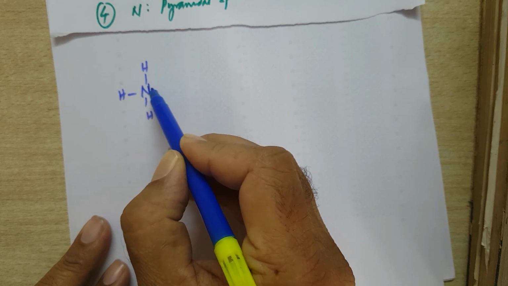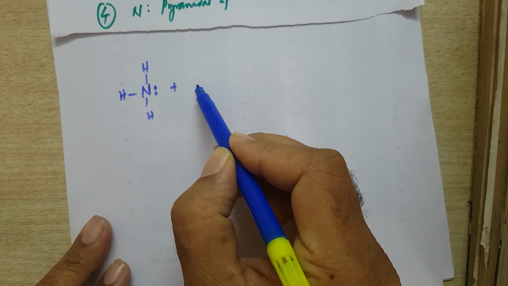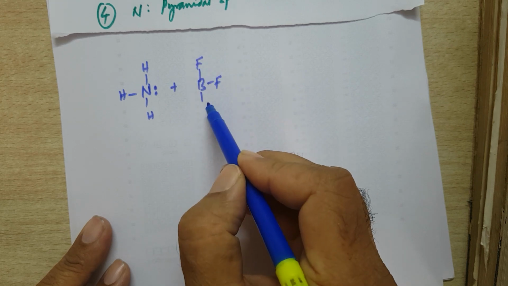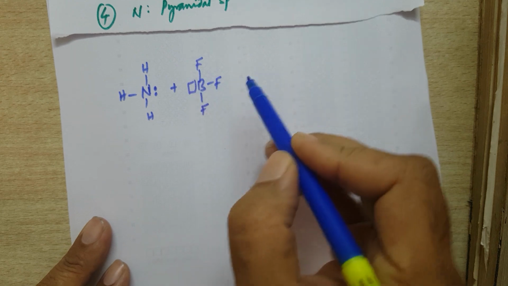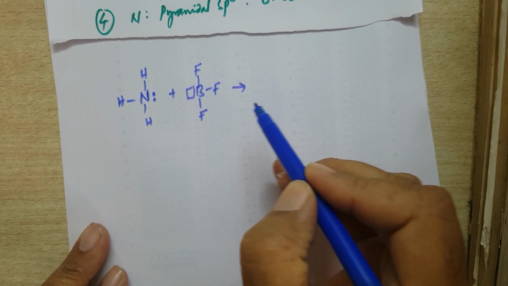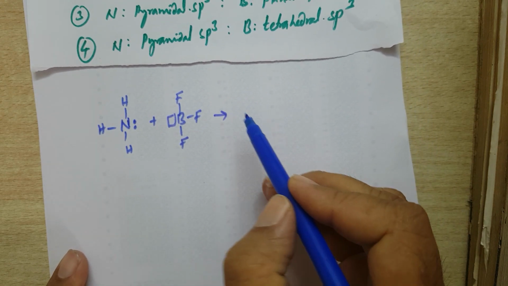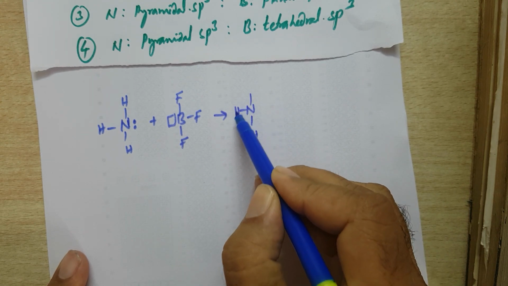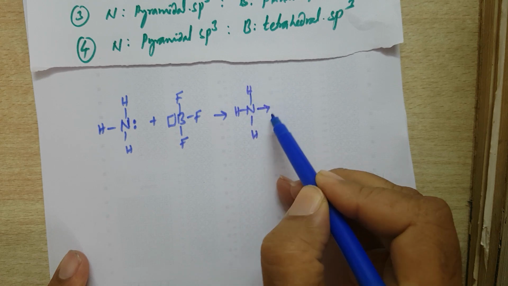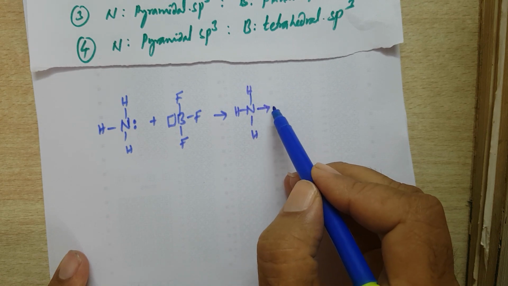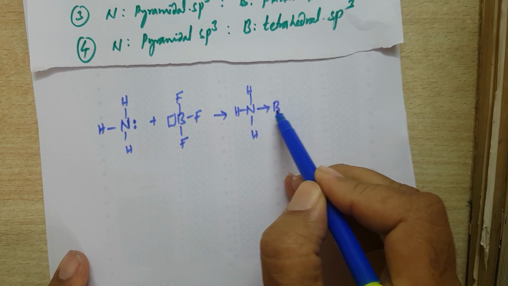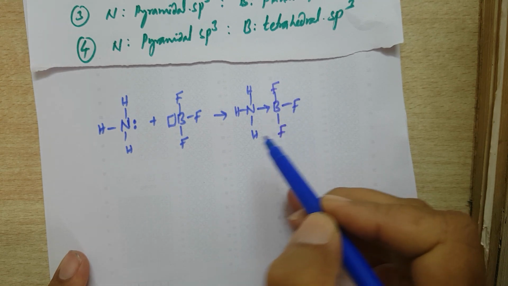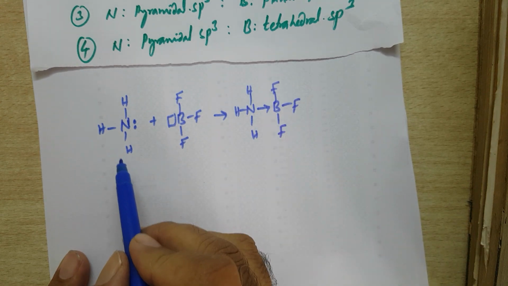Central atom nitrogen has one lone pair, and BF3 central atom has one vacant orbital. The bond formed between them is a coordinate covalent bond. It is denoted by an arrow mark from the donor to the acceptor side. And now you can analyze here.